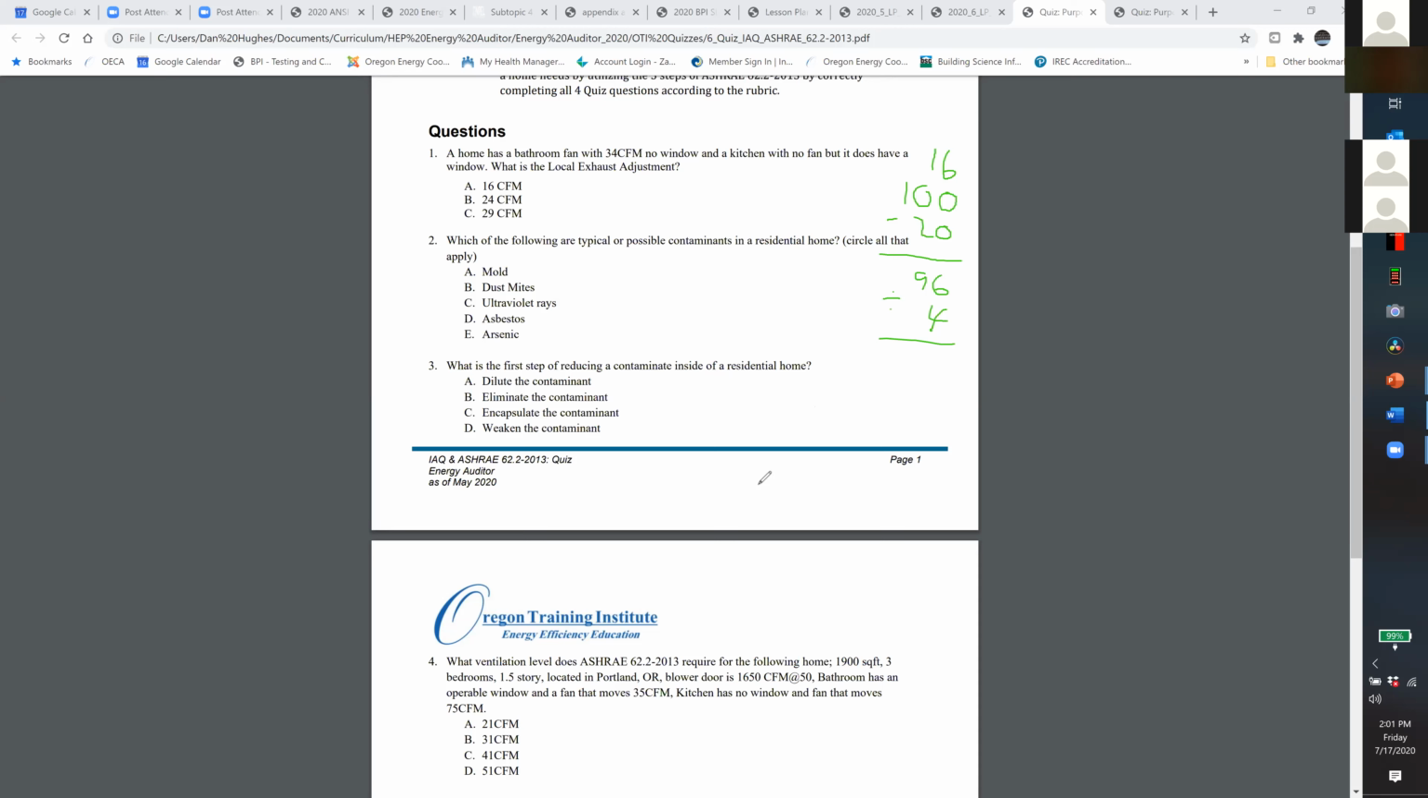Yeah, so I think I had it was B or C. And when I think of encapsulate, I'm thinking of getting out of the living area. But yeah, eliminating it would obviously be the best, right? Obviously. Yeah, that would be the most correct. Encapsulation would be right behind it, though. You know, the next thing.